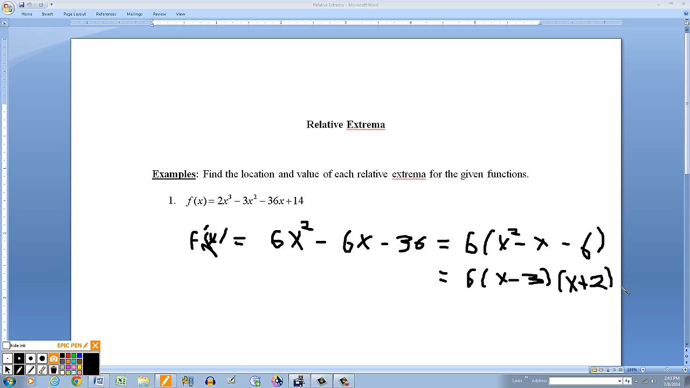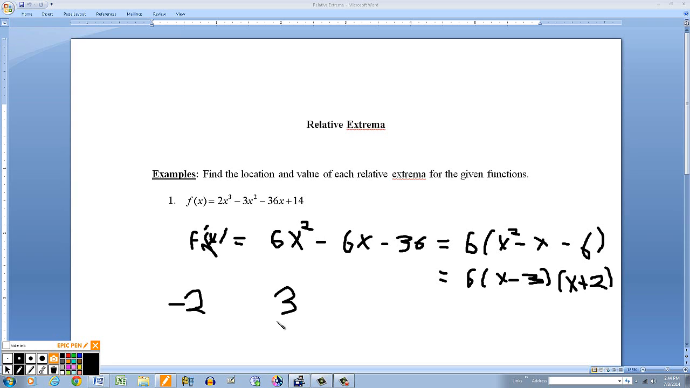So you can see from that the numbers that make the derivative 0 are 3 and negative 2. Okay, so the critical numbers are negative 2 and 3. These would be the numbers that correspond in the graph to the points where the graph reaches a high or a low.